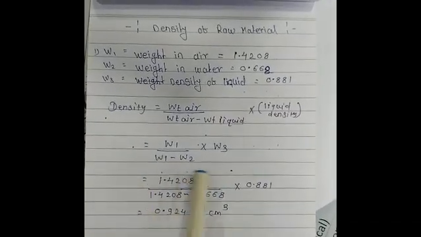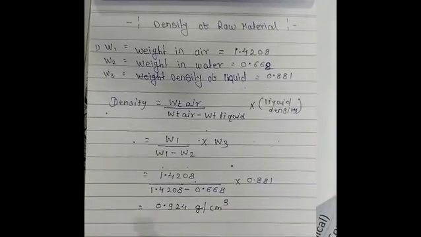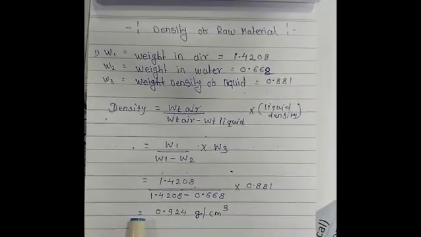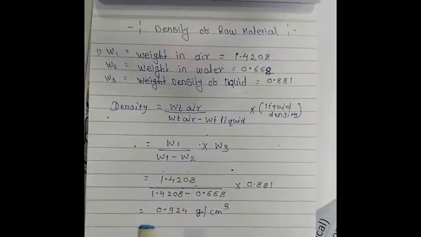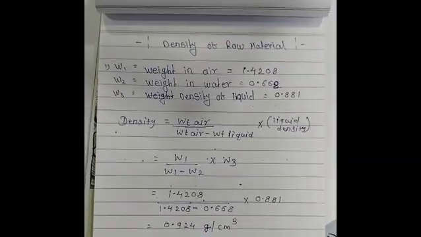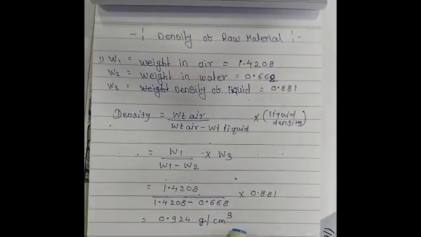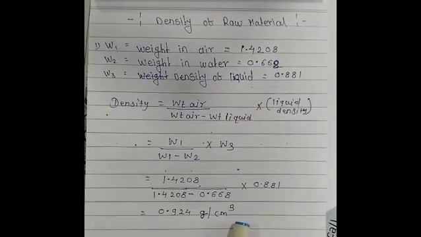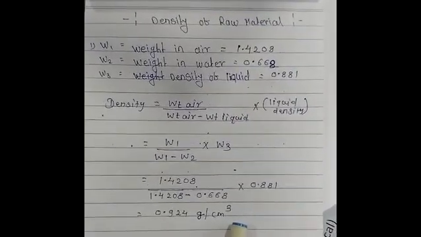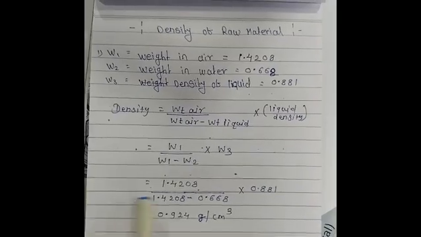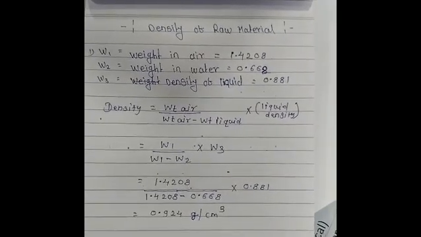If we put all these values, then the final value of density which has come is 0.924 gram per cm cube. So this is how you can also calculate the manual density of this raw material.